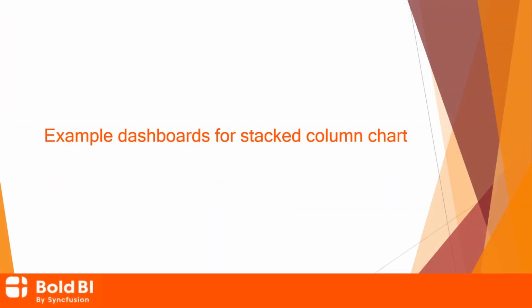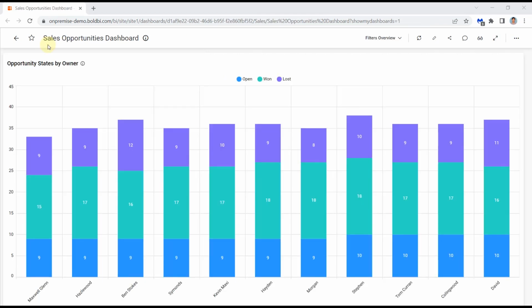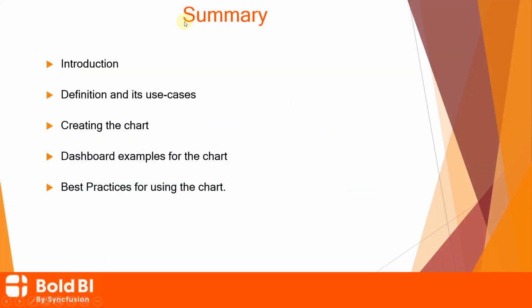Next, I will show you some dashboard examples that use a stacked column chart. In this example dashboard, a stacked column chart is used to show the total hours taken to produce a pharmaceutical drug through the planning, manufacturing, and inspection phases. In this example dashboard, a stacked column chart is used to showcase the open, won, and lost opportunities of sales staff.